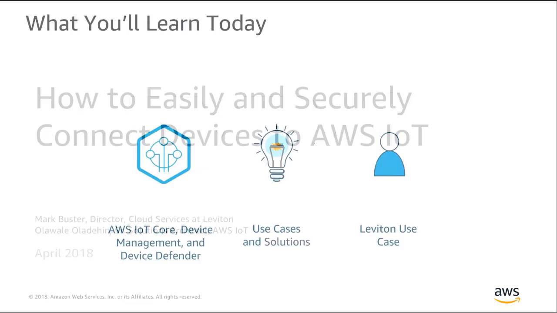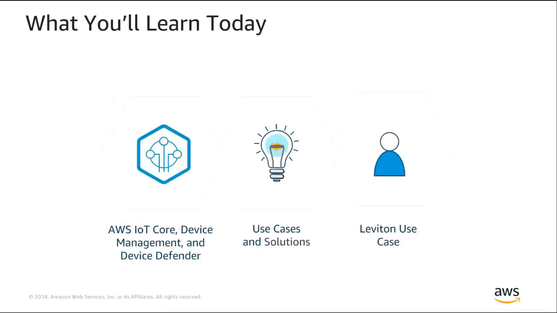So what will you learn today? The first thing we're going to cover is how to use AWS IoT Core, all the components of AWS IoT Core, and then we're going to dive into device management and AWS IoT Device Defender. We'll then dive into some use cases and some solutions, how you can start using these services together to build your IoT applications. And then we also have the pleasure of hearing about Leviton's use case, how they started using AWS IoT Core, and how it helps them solve their technical and business challenges.